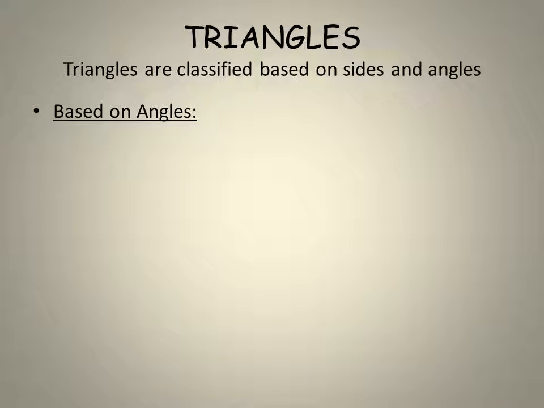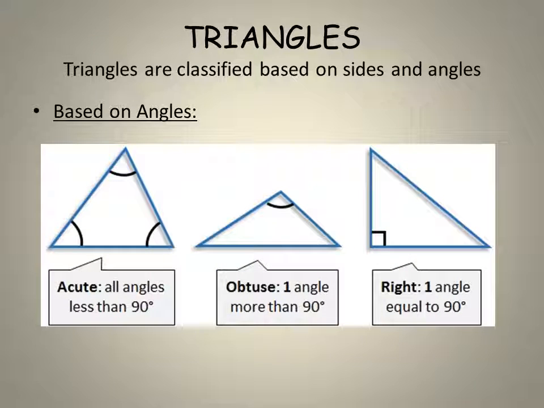Classification based on angles. We have acute angle triangle, obtuse angle triangle and right angle triangle. So what is an acute angle triangle? It's a triangle where all the angles are less than 90 degrees. So therefore an equilateral triangle can be an acute angle triangle because all the angles are less than 90 degrees. An obtuse angle triangle is a triangle where one angle is more than 90 degrees and the other two angles are less than 90 degrees. And a right angle triangle is a triangle where one angle is equal to 90 degrees and the other two angles are less than 90 degrees.